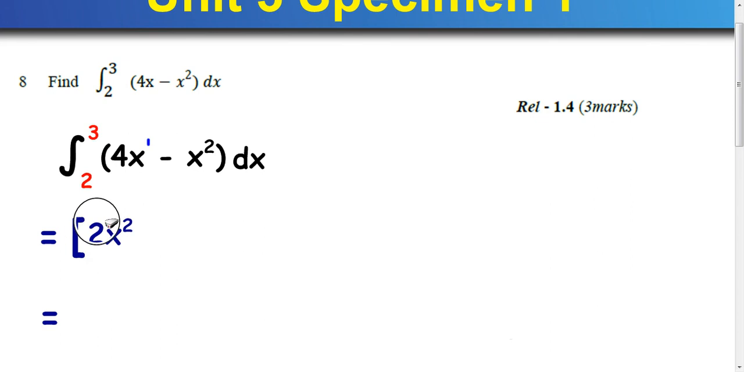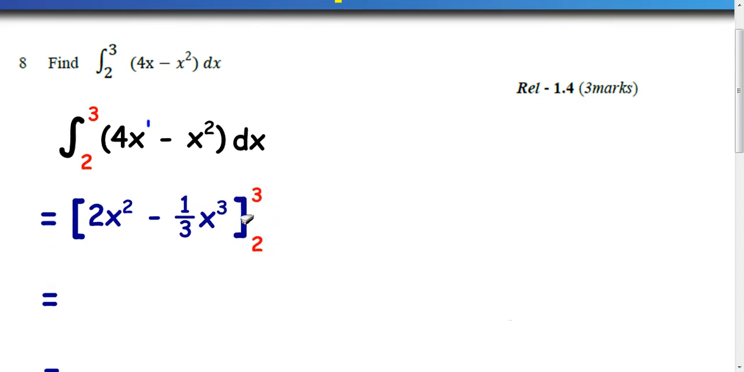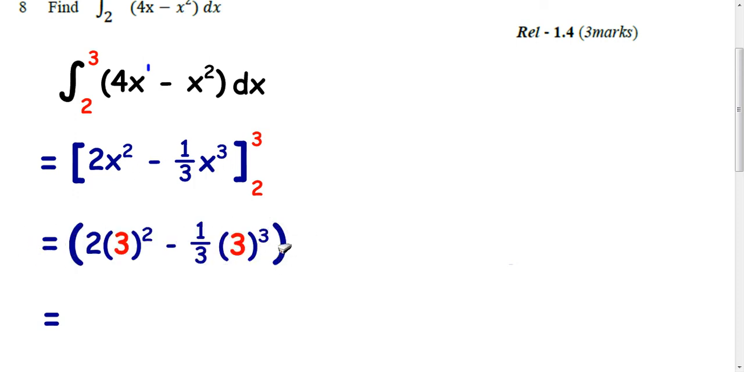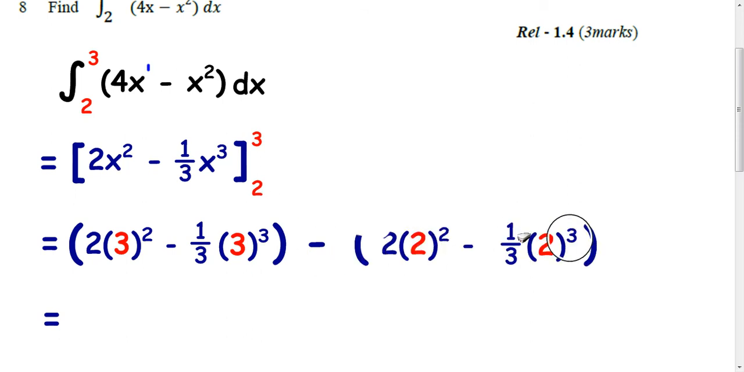So you add 1 to the power, which is 2, and divide 4 by 2. So you're going to get 2x squared, put it in square brackets. Add 1 to the power to get 3, and then divide, so minus a third x cubed, and put your upper and lower limit in. Substitute in your upper limit, the 3, into these two parts here, so that's going to look like this. Then do a takeaway, and then substitute your 2 into both parts, which will look like this.